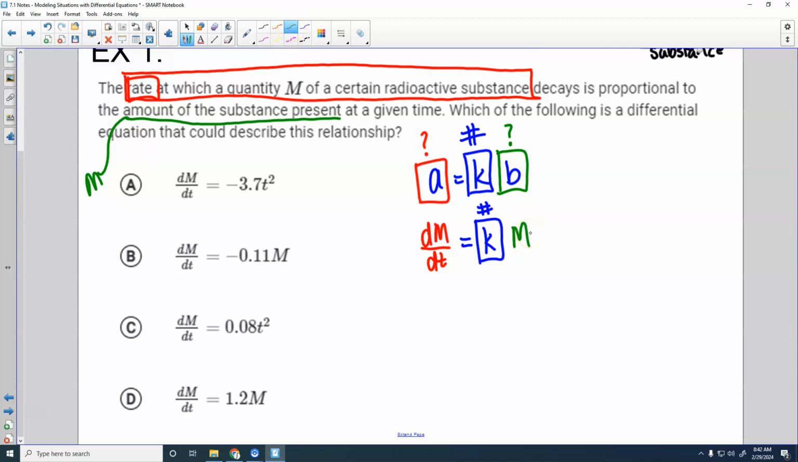And that means that A and C are out. Those are not the answers. Okay, but I said we don't really know what K is. How can we know which one of these is the answer? Since it's decay, we should have a negative, right? Because that rate should be negative. The amount of the substance has to be positive because you can't have a negative amount of substance, right? So we should see a negative number right here. So we would pick B for this.